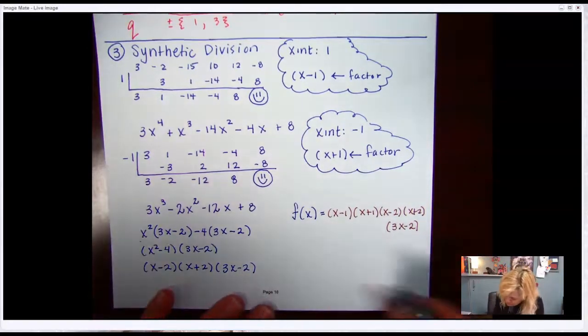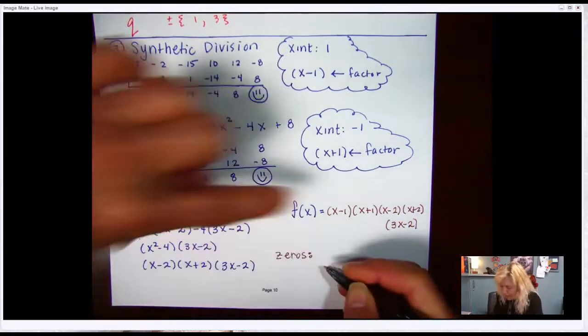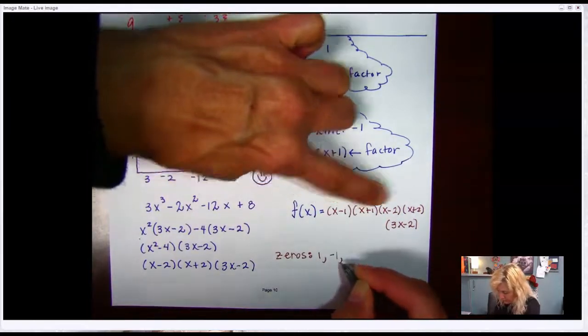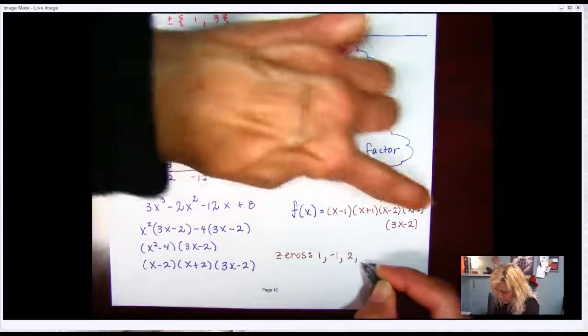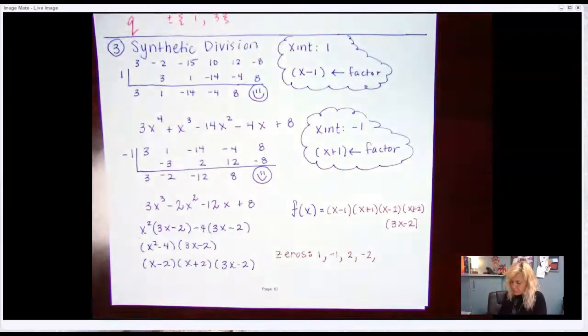So let's find the real zeros. The zeros are going to be 1, negative 1, positive 2, negative 2, and then that is going to be a positive 2/3.